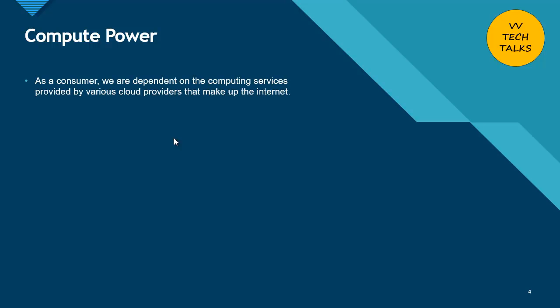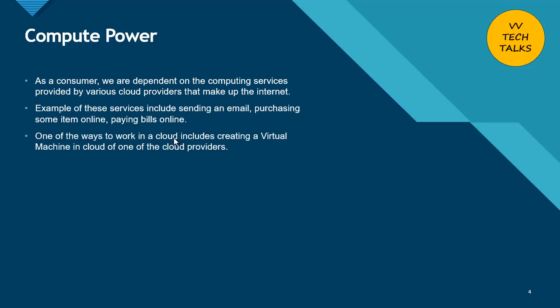Under compute power, as a consumer, we are dependent upon the computing services provided by various cloud providers that make up the internet. Here we are talking about the general internet, where we use services of various kinds like email, or maybe booking a hotel or paying some bill. Those are the services provided by companies, and basically they are cloud providers. They are providing certain kinds of services, and we are using those services over the internet. Examples of services can include email, purchasing some item online, or paying bills online.